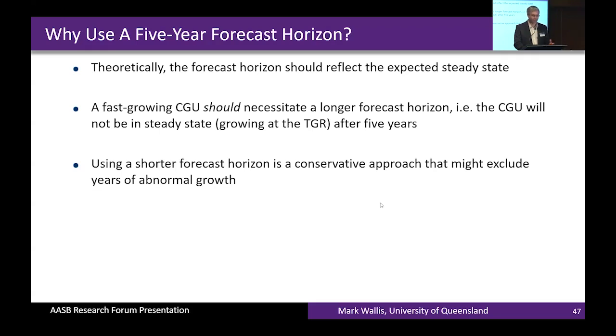So if it's a young, fast growing cash generating unit, you might think it is going to be able to grow faster than its terminal growth rate for longer than 5 years, perhaps. So it is quite interesting to see this strong clustering around a 5-year forecast horizon. And it's actually a fairly conservative approach if you think of it. If a cash generating unit is expected to grow quickly and you're cutting off its forecast horizon at 5 years, you're sort of missing out on some extra value that CGU might have generated in the years after 5 years.